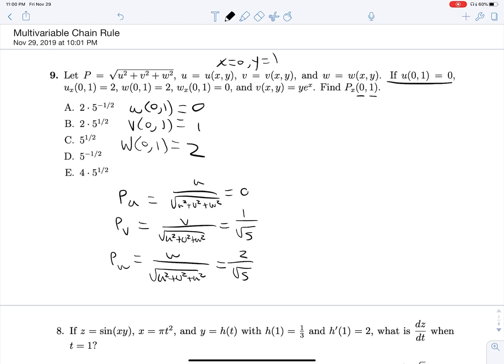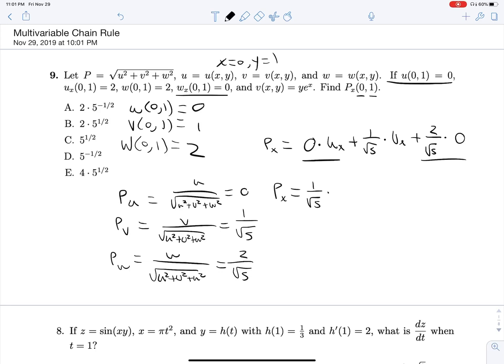And we're actually halfway done with our question, because we can set this up as px is equal to, well, pu, which is 0, times ux, and then we're adding pv, which is 1 over root 5 times vx, and to that we're adding 2 over root 5 times wx. And this gets nice and easy, nice and quick, because we're given here that wx at 0, 1 is equal to 0. So we can substitute that in, and we see that no matter what ux is equal to, both of these components are going to be 0. So px is really just equal to 1 over root 5 times vx.